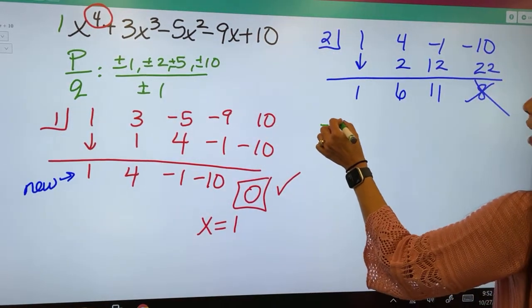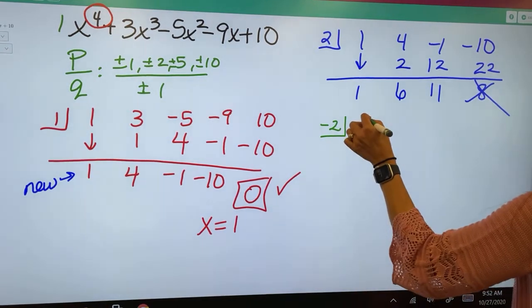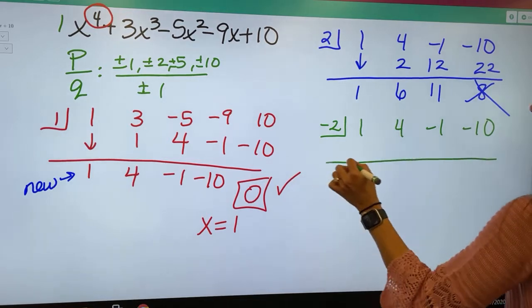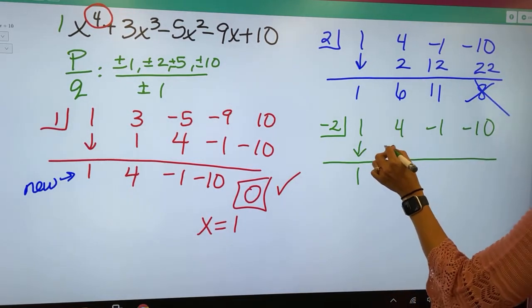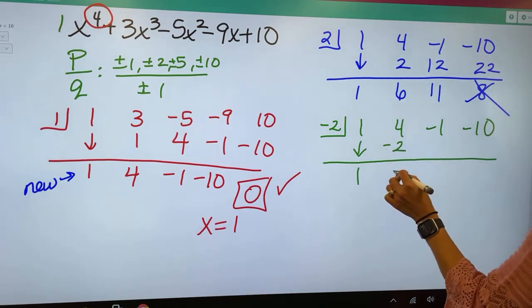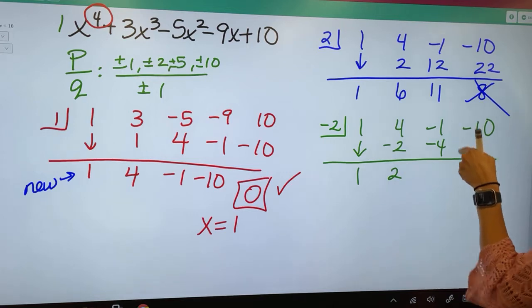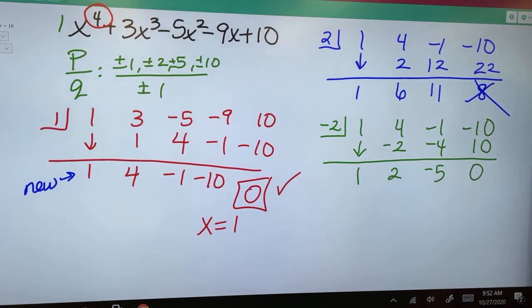So let's try a -2 this time. We tried +2. Let's try -2. And 1, 4, -1, -10. Bring down the 1. 1 times -2 is -2. 4 minus 2 is 2. 2 times -2 is -4. This adds up to -5. +10. 0. All right, so yes.